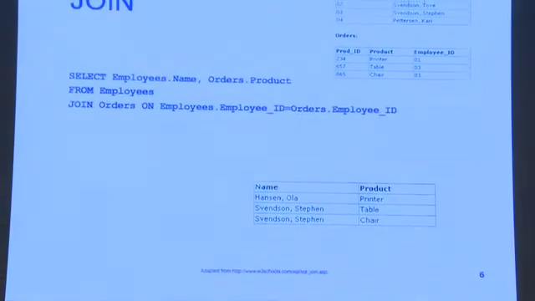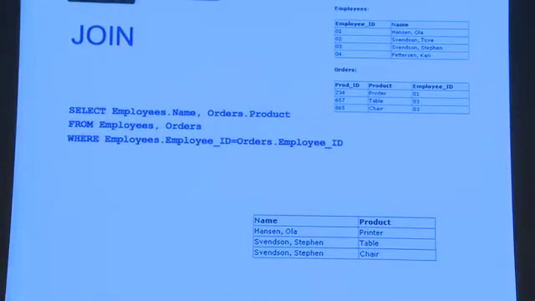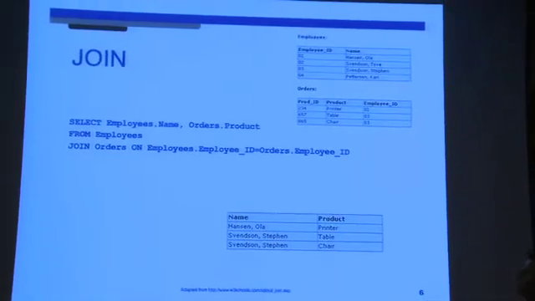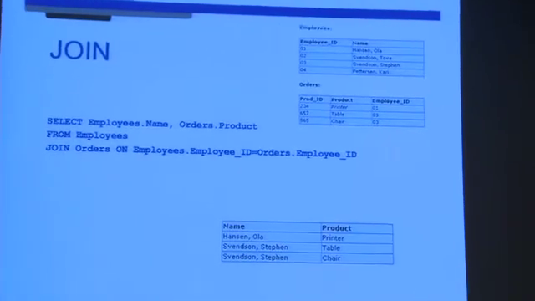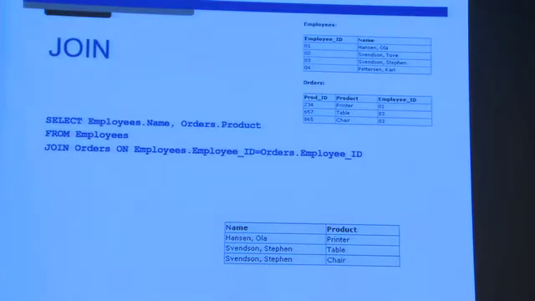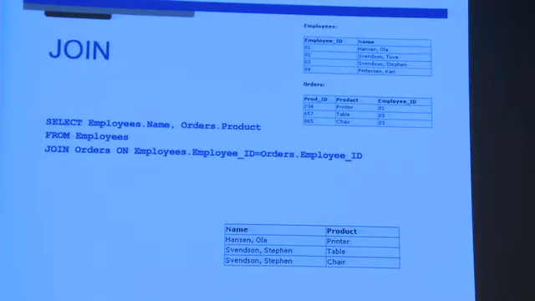Notice this is before, after. So here's the after version. What's different? I still say select employees.name, orders.product, but this time I say from employees join orders. So I explicitly say I want to join employees and orders, but how do I want to join them? I have to specify on employee ID equals employee ID from each of the respective tables. So the end result is identical.